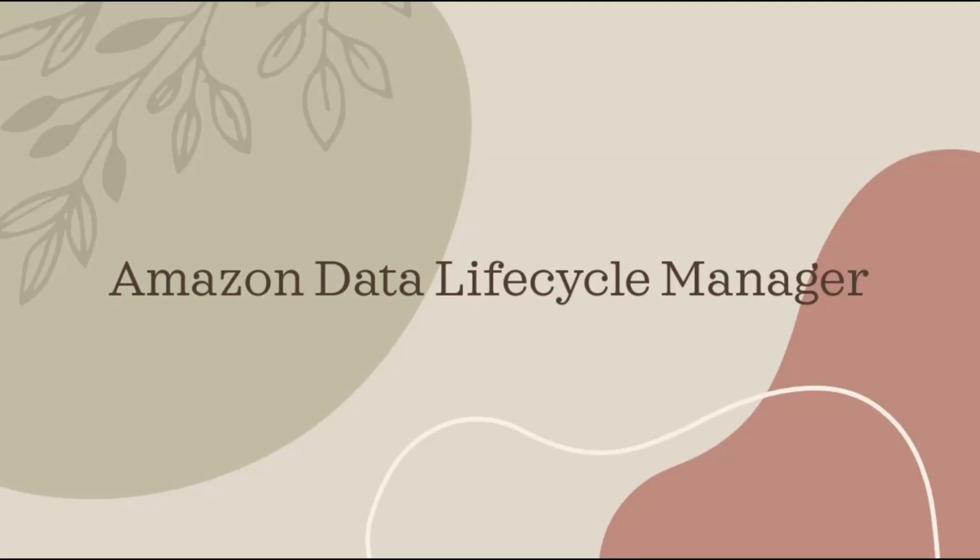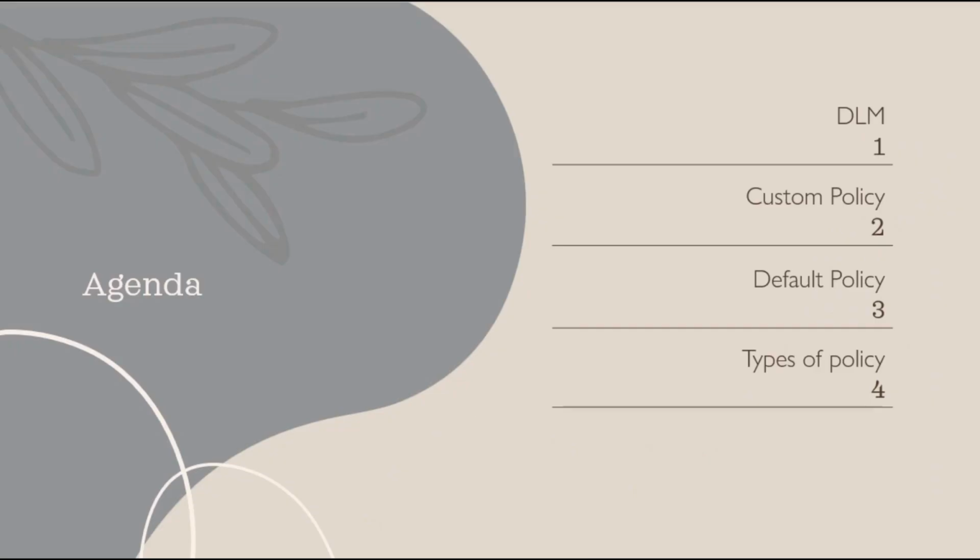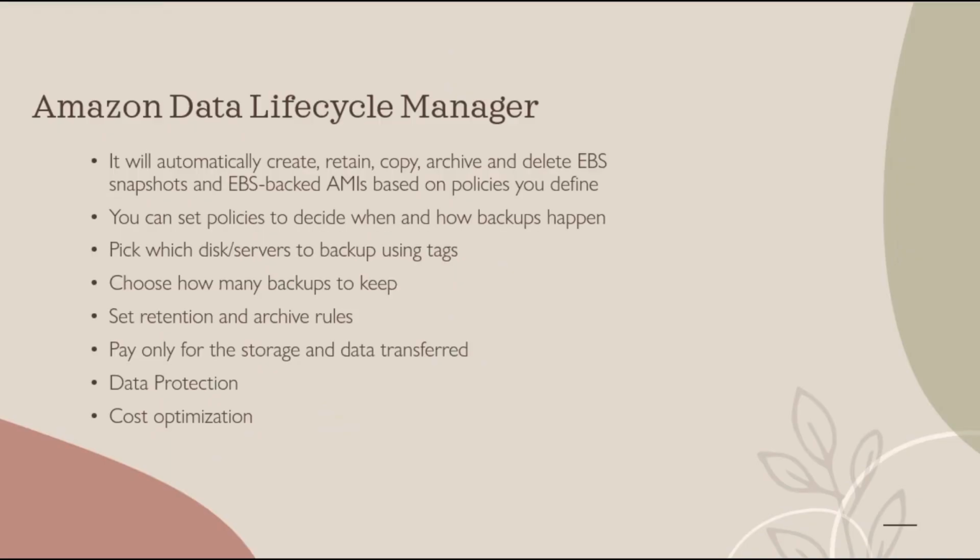Amazon Data Lifecycle Manager. In this video, we are going to see what is DLM, custom policy, default policy, and finally the types of policies present in Data Lifecycle Manager. The purpose of Data Lifecycle Manager is that it automates the entire backup process. So instead of manually creating or copying the snapshots or the AMI, here the DLM will automatically do it based on the policies we defined for it.